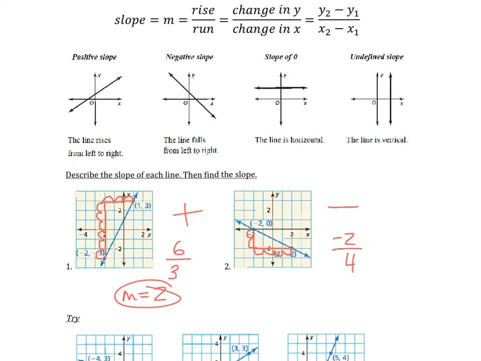So we can go ahead and reduce. So 2 and 4 are both divisible by 2. So negative 2 divided by 2 on top is negative 1. 4 divided by 2 on bottom is 2.